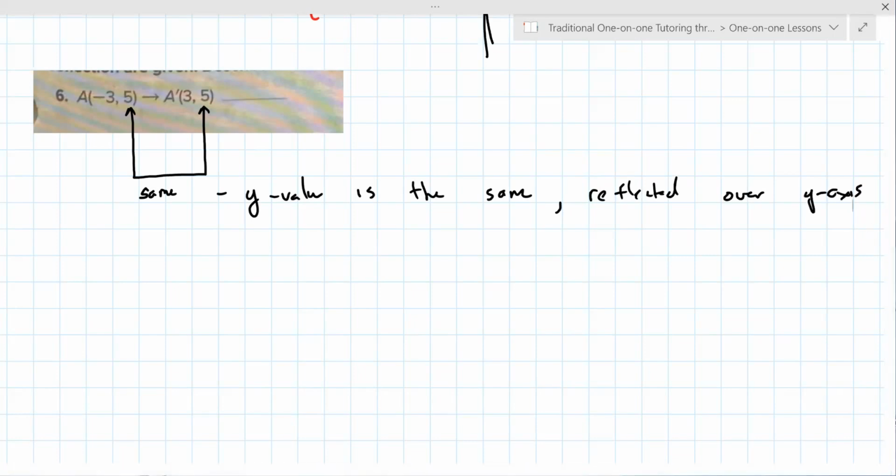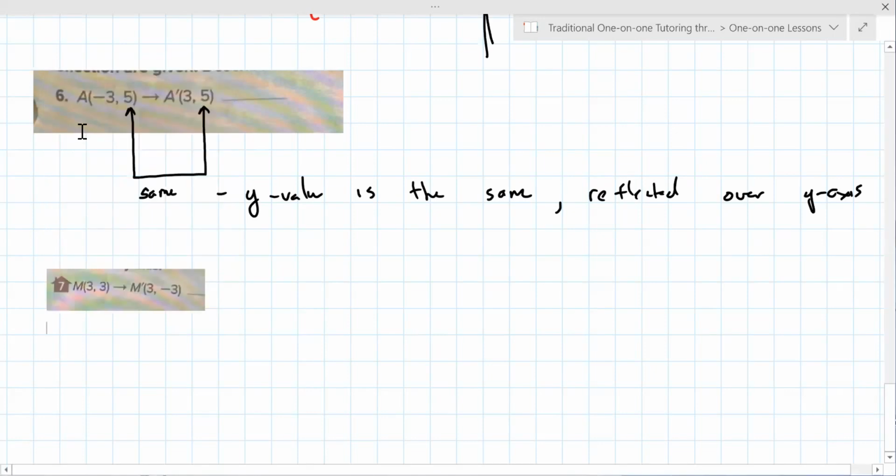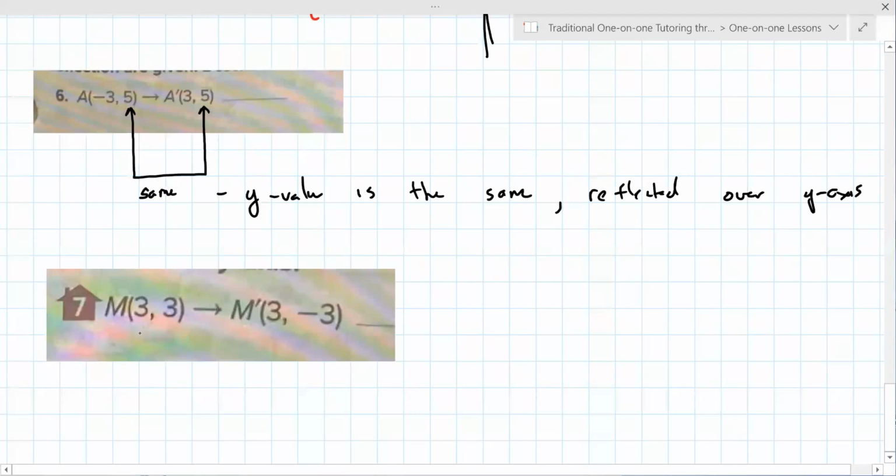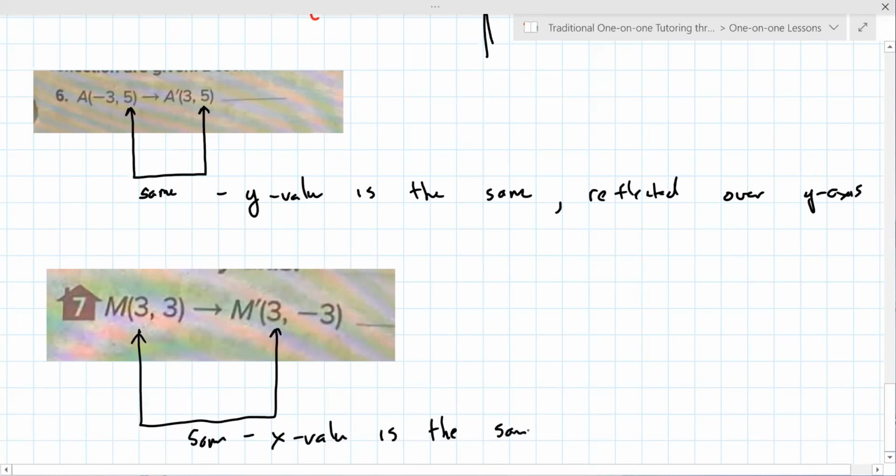Now in the next example, we're not going to graph this one. We're going to just do it this way. You're going to see that the x coordinate is the same. The x value is the same. But the y isn't, right? So when the x value is the same, it's reflected over the x-axis. Okay. And that's the shortcut if the visual isn't as clear for that. Okay.